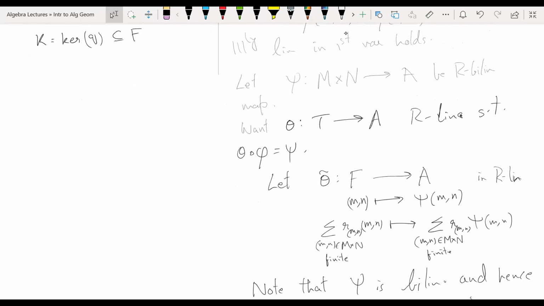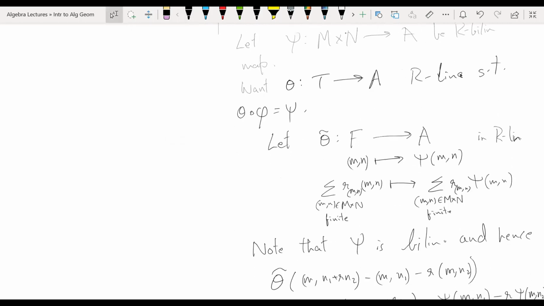So we will first cook up a map. Instead of theta, we will give a map from F to A, and then we will show that it descends to T. So where should (m, n) go? It should go to C of (m, n). So you define theta tilde from F to A as (m, n) goes to C of (m, n). Once you have said where the basis element goes, you know where every other element has to go.